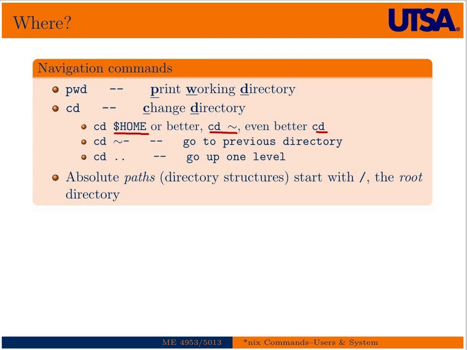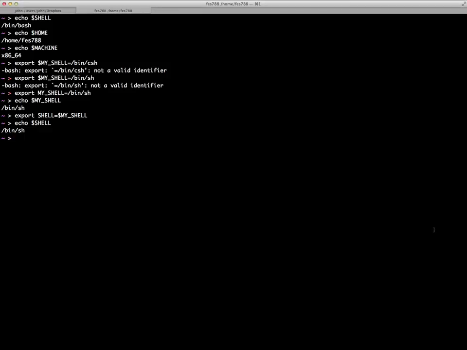We can use the tilde and a minus sign to return to the previous directory we were at if we're moving around. We can also use the shortcut cd dot dot to go up a directory. Absolute paths start with the root directory, which is slash. So we'll go there. So let's print working directory.